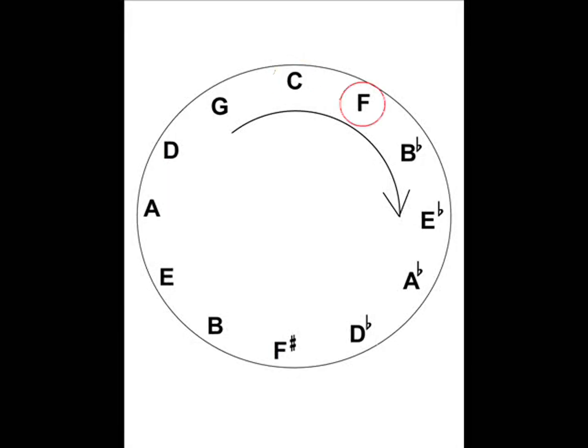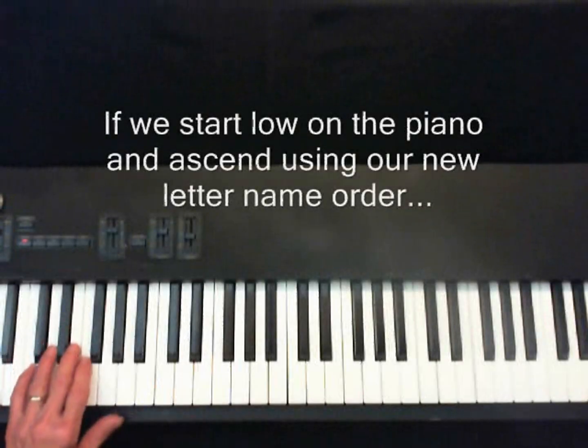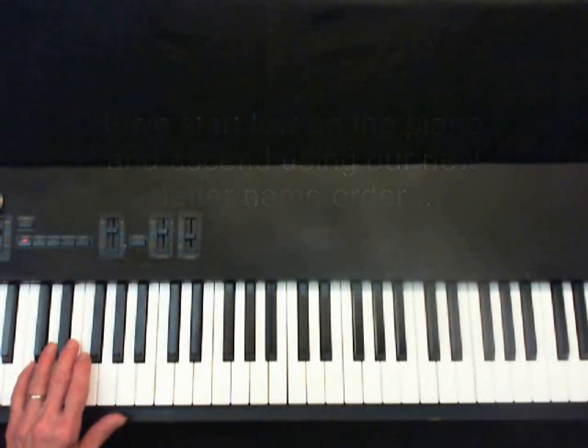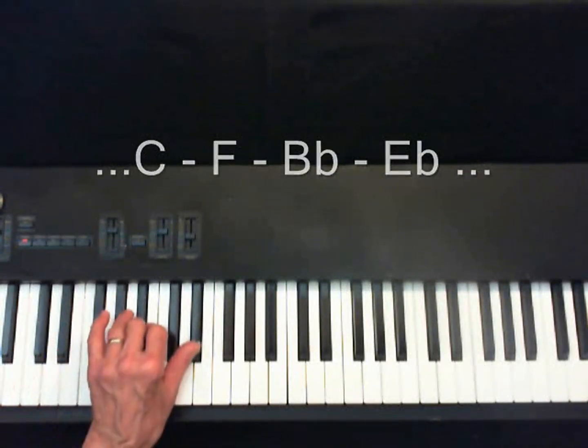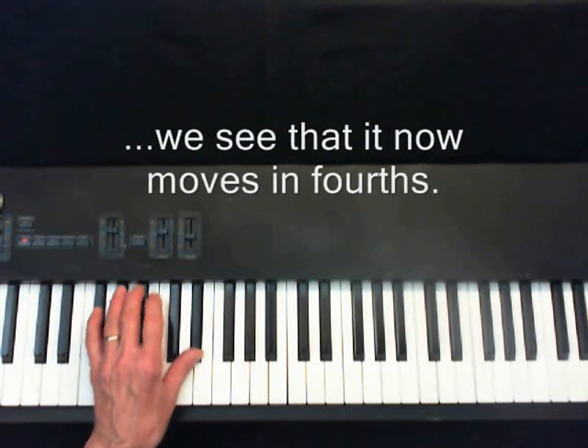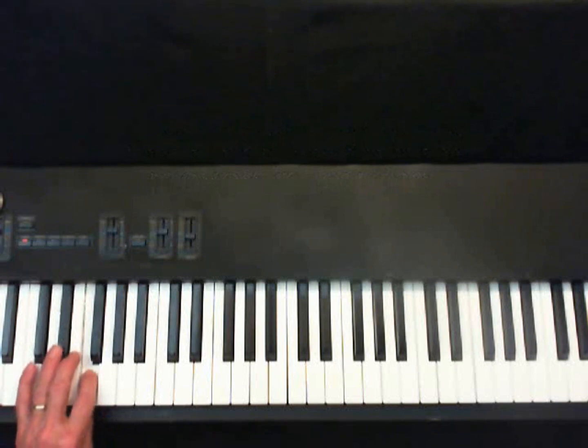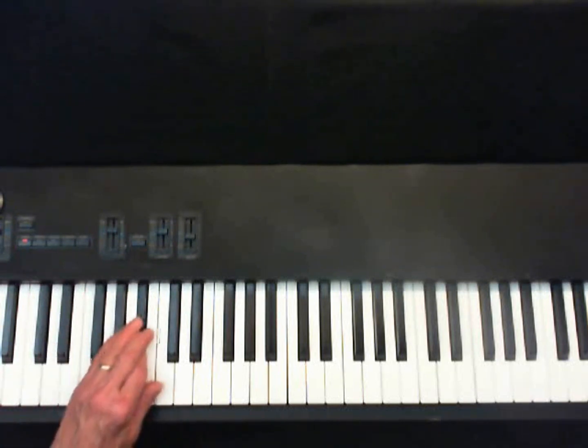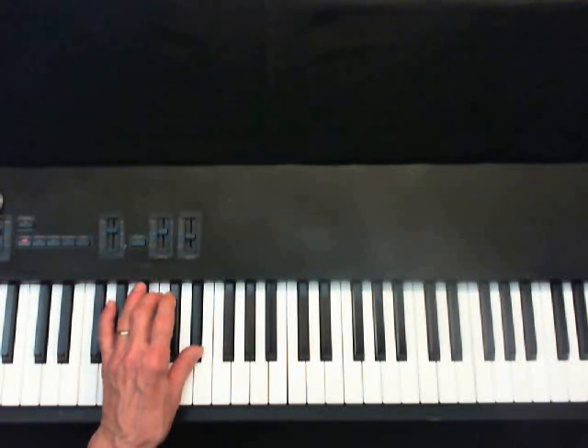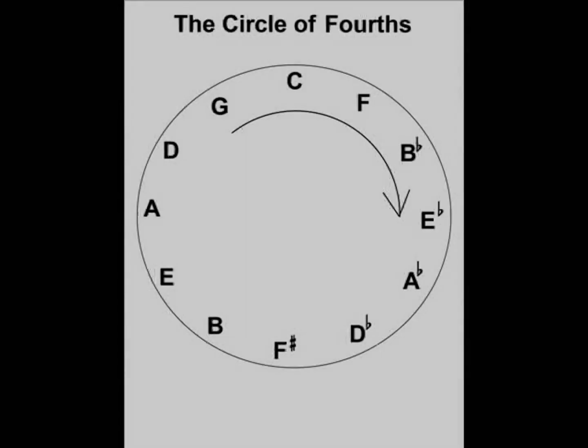C, F, B flat, E flat. Much better. Now if we start low on the piano and ascend using our new letter name order, C, F, B flat, E flat, we see that it now moves in fourths. 1, 2, 3, 4. We now have our second circle, the circle of ascending fourths. C, F, B flat, E flat, A flat, D flat, F sharp, B, E, A, D, G, C.